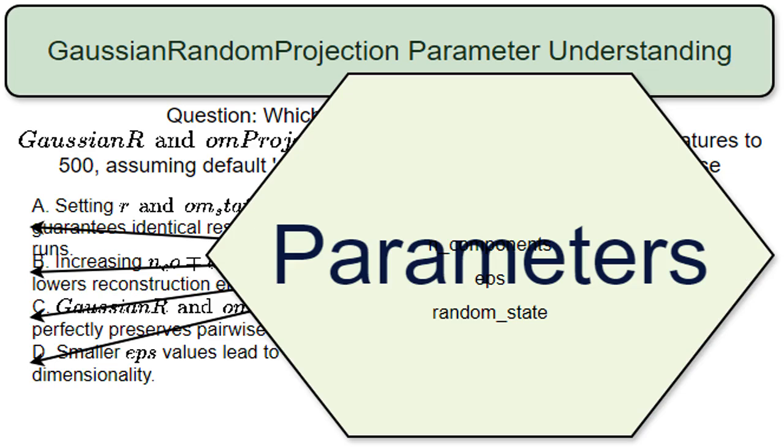This parameter in scikit-learn's GaussianRandomProjection controls the number of features you want after dimensionality reduction. Think of it as your target size. A larger number means you keep more of the original features, potentially leading to better accuracy but also more computation.